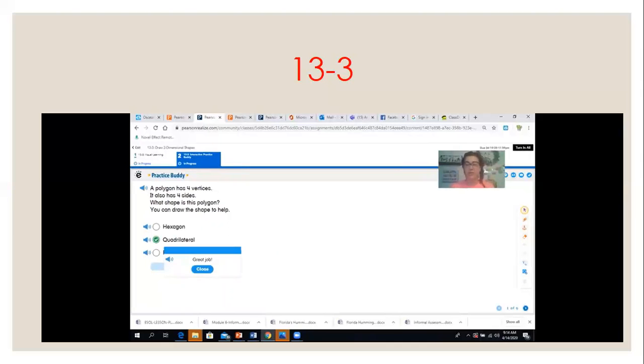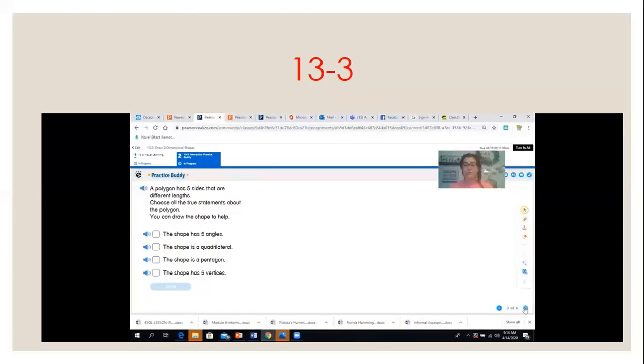Okay, next question. A polygon has 5 vertices. If it has 5 vertices, it has 5 sides and 5 angles. The sides, vertices and angles should match. Easy peasy, lemon squeezy.